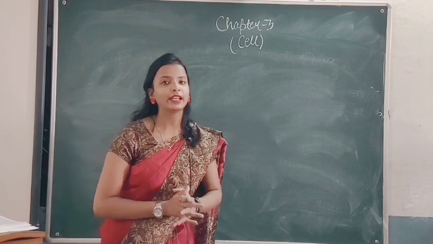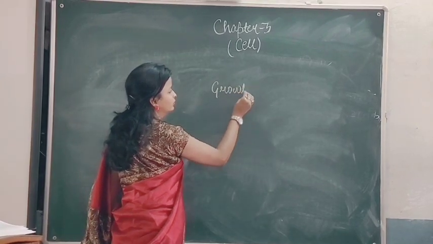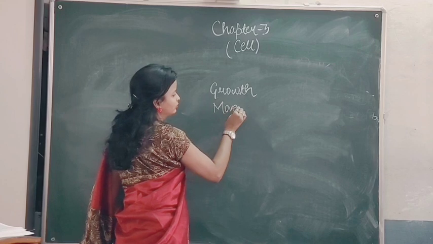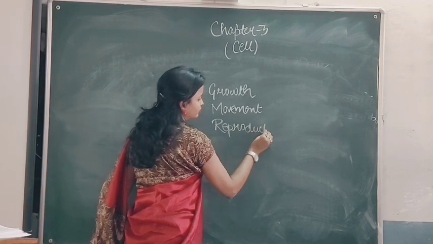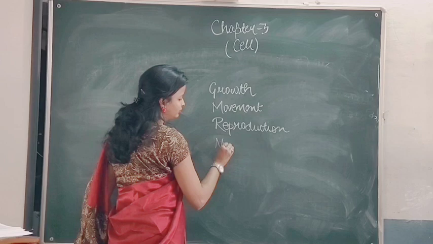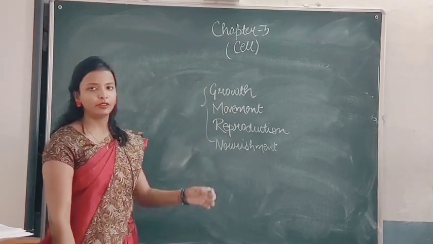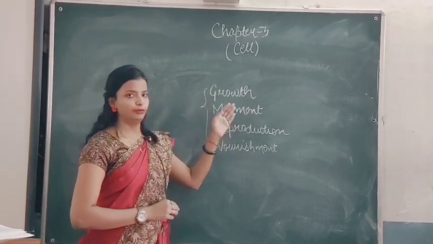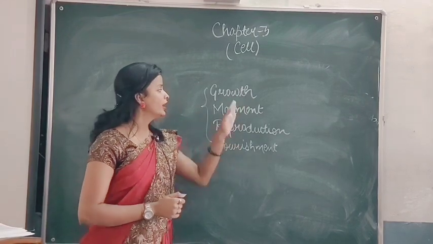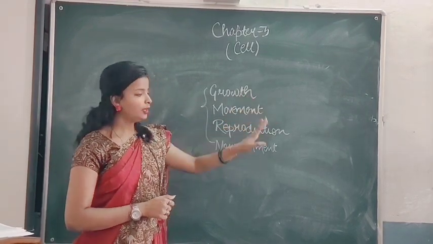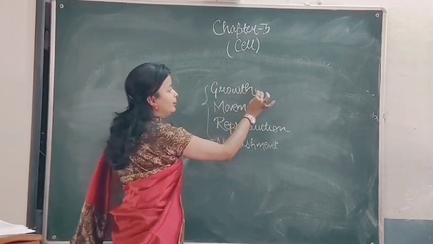So cell, what is the basic characteristics of the cell that all the living organisms show: growth, movement, reproduction, nourishment. These are common characteristics which I have mentioned here that all the living organisms, including humans, including the birds, including the plants and including all the living organisms whatever we see around us, show the characteristic of growth. Like if any organism is smaller, they will grow in size. If any plant is smaller, they will grow in size. So they exhibit growth.